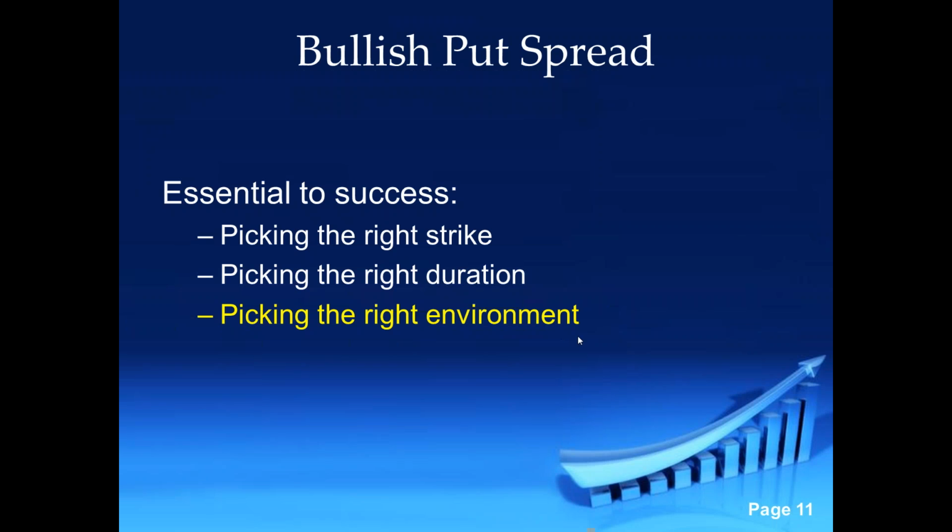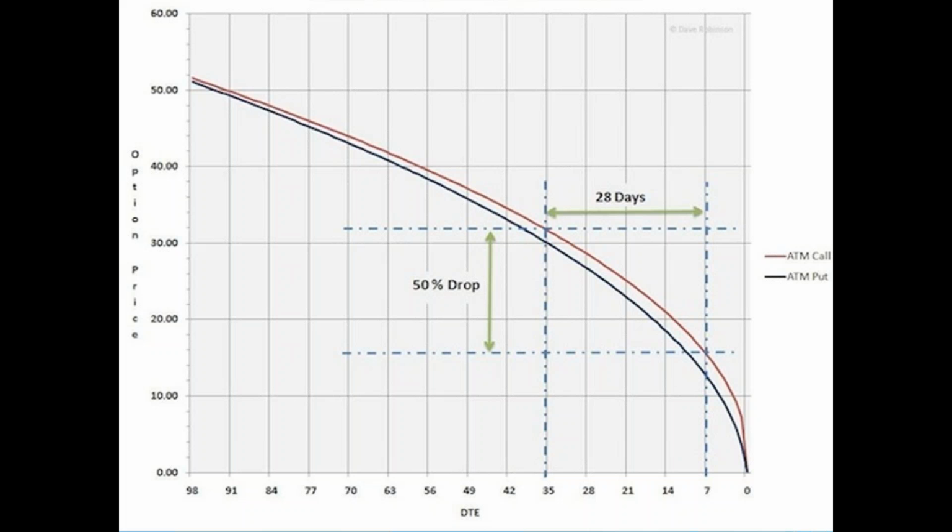Picking the right environment, I've mentioned this a few times, it's high volatility. We want high volatility and that vega contraction. You wouldn't really want to put this strategy on with like 60 some odd days to go, because it just takes way too long. If we're way out here in 60 some days, you can see you're not going to get that much decay going on. So we want to stay inside of 45 days to 35 days.